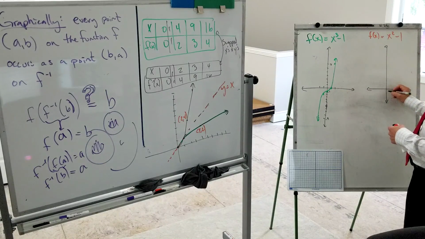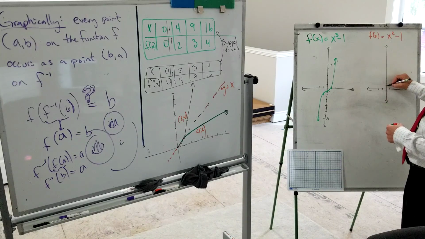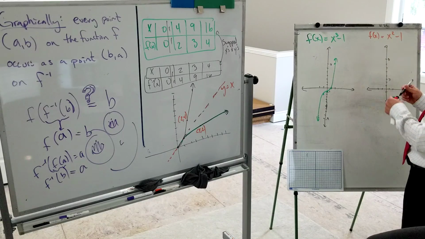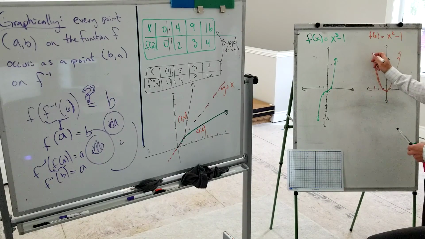And here, negative 1, 1, 2, 3, 4, 5, 6, 7, 8. All right, this, we're going to have a vertex at 0, negative 1, then 1, 0, negative 1, 0, 2, 3, negative 2, 3, 3 comma 8, negative 3 comma 8. We had a graph that looks like that, more or less like that.